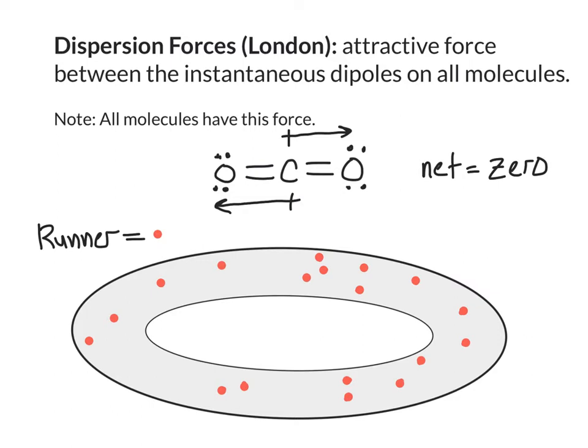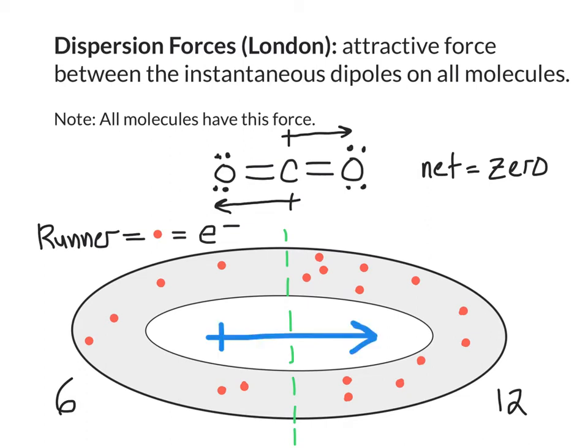Let's take a snapshot photo, an instant in time, and look at the distribution of the runners. So here we're going to stop and take a photo. If you look at this photo, you'll see that there are 6 runners on the left side of the track, and there are 12 runners on the right side of the track at this instant in the race. If instead these were electrons, I would be able to assign an instantaneous dipole. Here's the vector for that, where the arrow points towards the negative side with the 12 runners on it.